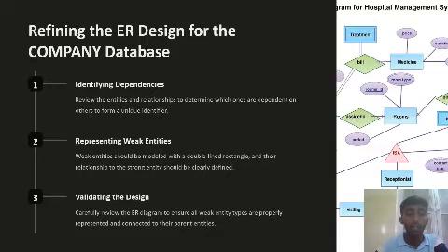Third one is validating the design. Carefully review the ER diagram to ensure all weak entity types are properly represented and connected to their parent entities. As you can see, the ER design diagram of the company database.